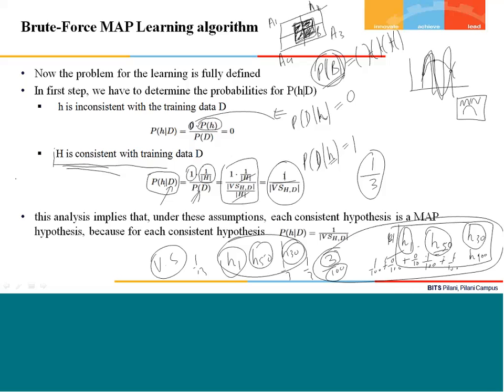So Nidhi is asking what is the term VS(H,D). VS means version space. Version space means all those hypotheses which are consistent with the data in the space H, where the data is given by D. So this is it. You just see the lecture again.